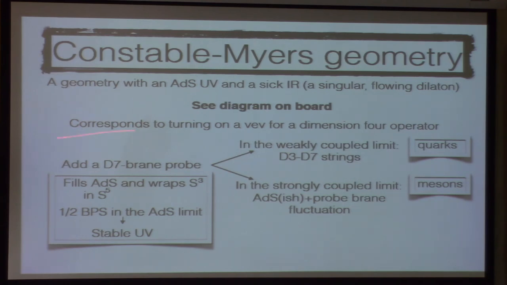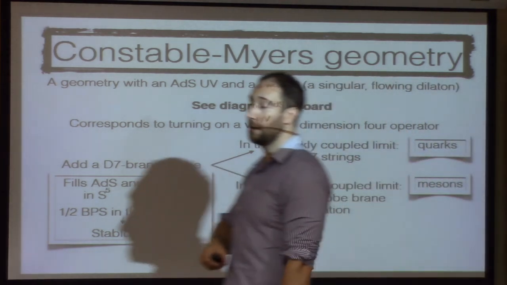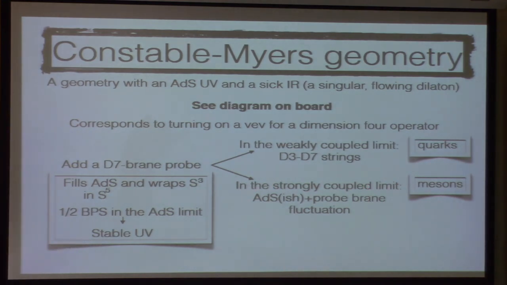Okay. So if we add a D7 brane into this geometry, then in the weakly coupled limit we have D3-D7 strings, which correspond to quarks, and in the strongly coupled limit we can study the strings which start and end on a D7 brane. These are singlets under the SU(N) symmetry, and they're in the adjoint, or bifundamentals, we can think of under the flavor symmetry, and these correspond to mesons. So strings which start and end on the D7 brane correspond to mesons of our theory. The D7 brane, in particular, fills the AdS, so it fills all five of the AdS5 directions, and it wraps an S3, so our D7 is eight-dimensional, it's got transverse directions. It turns out that it's half BPS in the AdS limit, and leads to a stable IR.